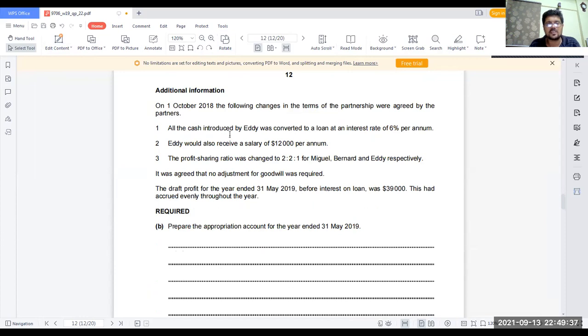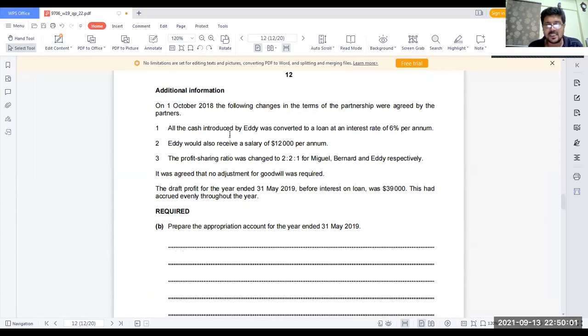On 1st October 2018, following changes in terms of the partnership were agreed. All the cash introduced by AD was converted to a loan at an interest of 6%. The cash which is given to the business as a capital is turning into loan. Getting my point here? AD would also receive a salary of 12,000 per annum. The profit sharing ratio was changed to 2:1 for Miguel, Bernard, and AD respectively. It was agreed that no adjustment for goodwill was required.